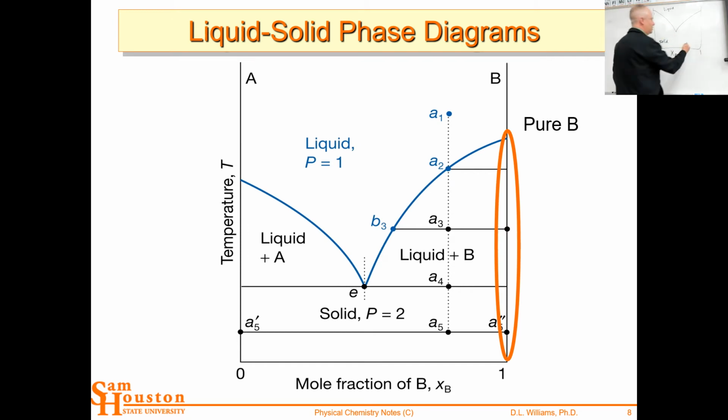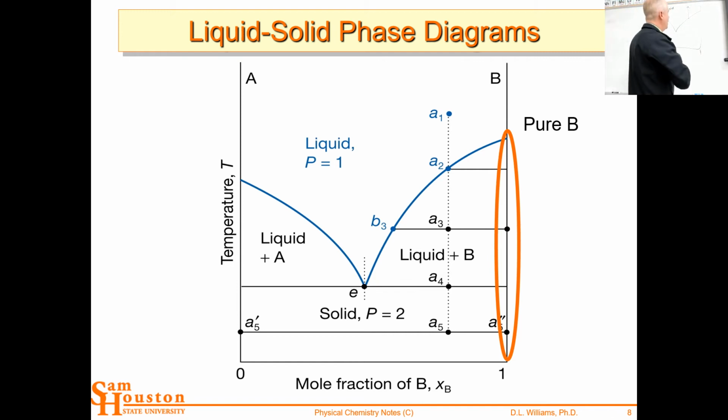So if we take, let's start up here and go down. So we take this spot here, A1, and we want to cool it down. When we get to this point, what starts to happen? Solid B and liquid A and B.